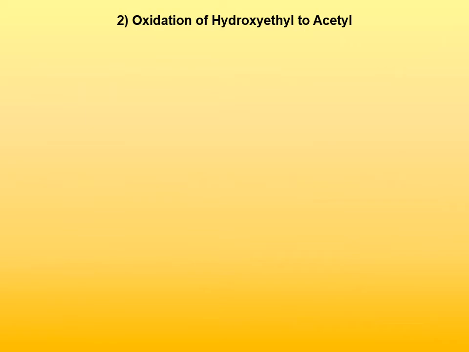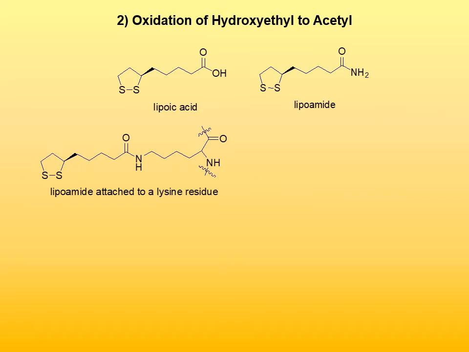The next step of the sequence is oxidation of hydroxyethyl to acetyl. In this process, lipoic acid plays a crucial role. Lipoic acid forms an amide, and this would be an amide of lipoic acid, lipoamide. In this case, the amide is to the lysine residue of dihydrolipoyl transacetylase E2.